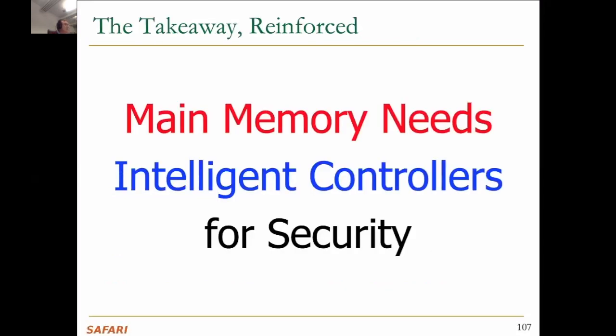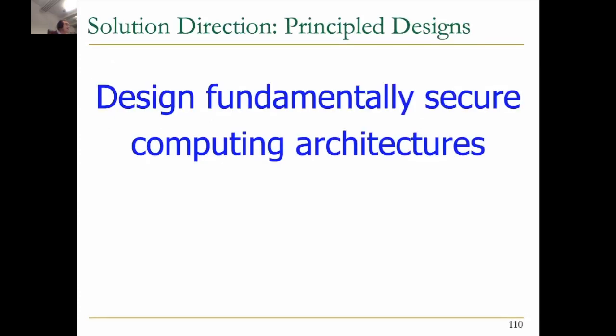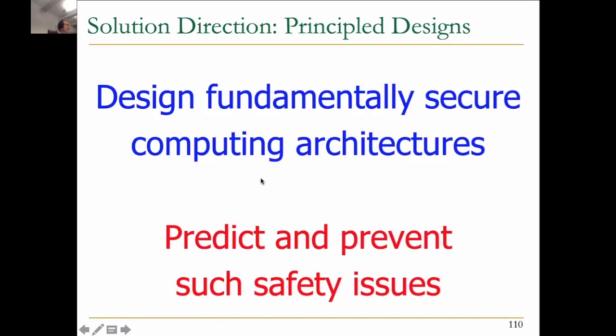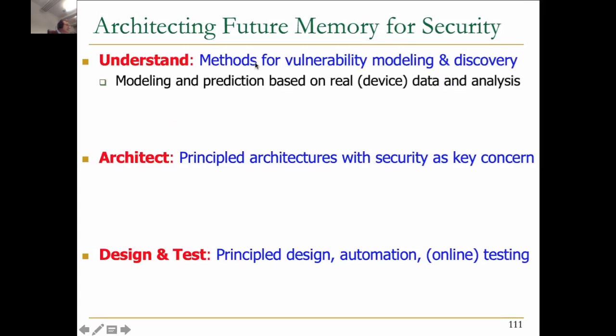I believe main memory needs intelligent controllers for security. So how do we keep future memory secure? And there are emerging technologies clearly that have different sorts of vulnerabilities, which I don't have time to also talk about. I believe we need to think about fundamentally secure computing architectures. We want to predict and prevent such errors. I think of these as safety, security, reliability issues intermingled together, but clearly security can be a concern, but safety is a concern, especially in AI applications, right? So this is a three-step methodology. I'm not going to go into detail. I believe we need to understand the vulnerabilities. We need to predict the vulnerabilities. We need to model them. We need to discover them somehow before they slip into the field.